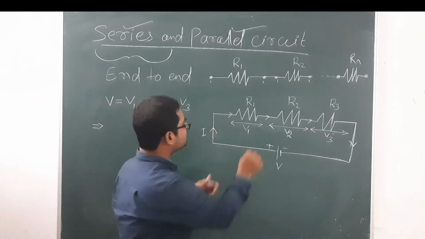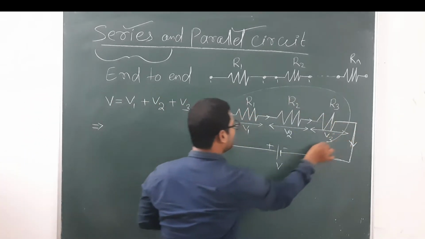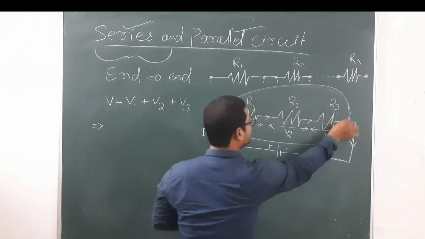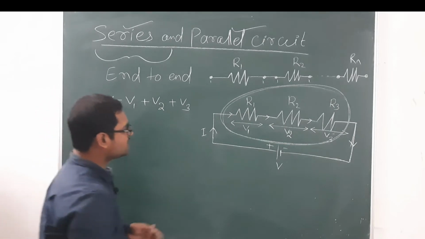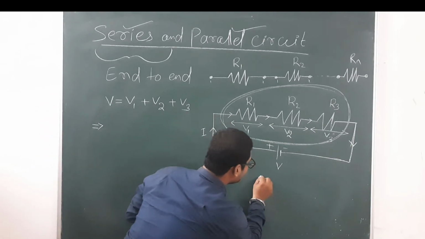If I want to express these three resistances in a single resistor, the diagram will be like that.